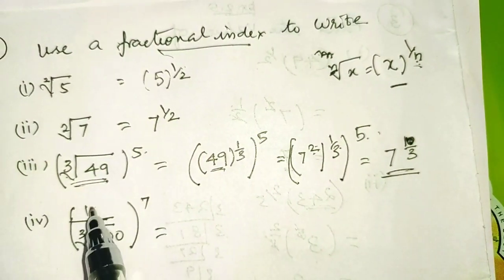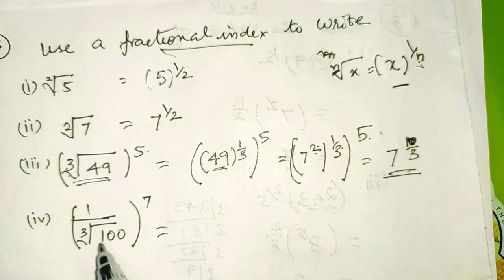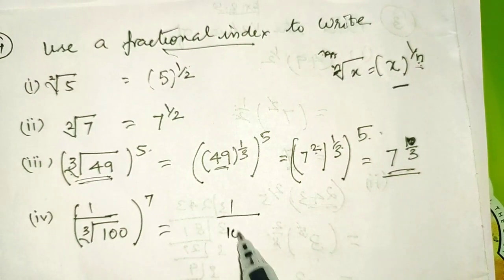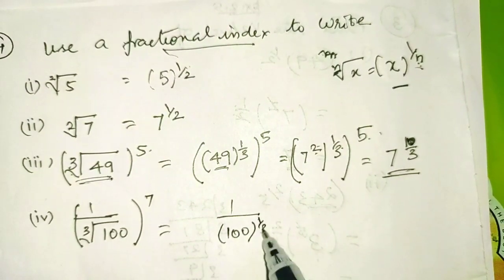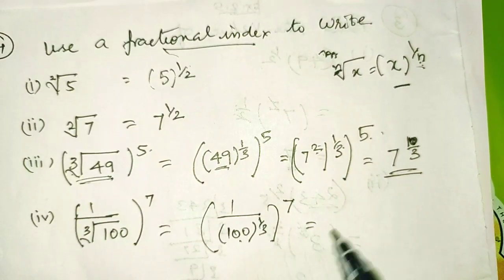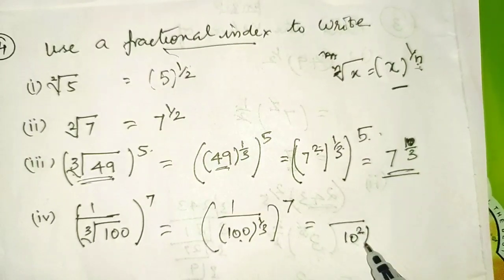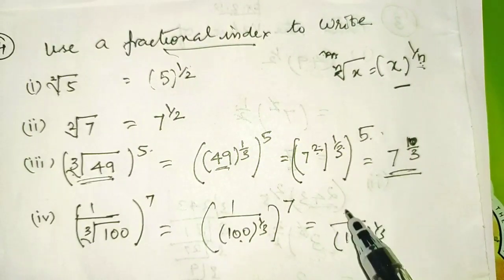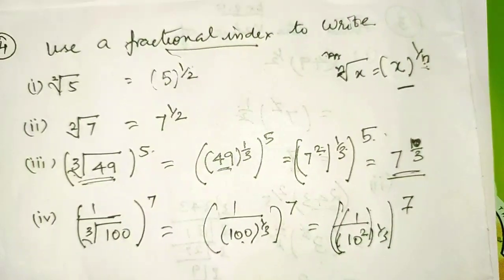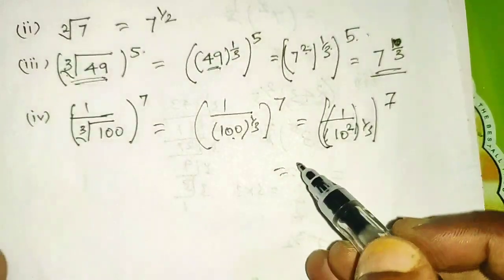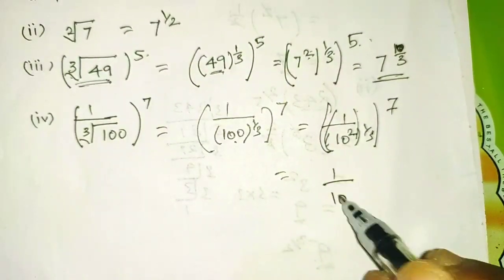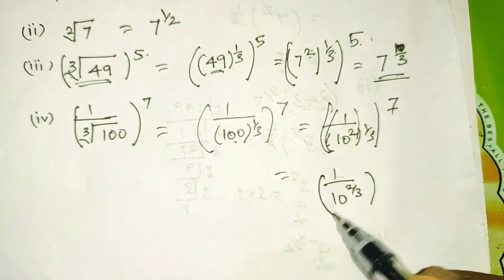Then comes the fourth sum. Here in the denominator we have cube root of 100. 1 by cube root of 100 can be expressed as 1 by 100 power 1 by 3 whole power 7. Then the 100 base can be written as 10 power 2 whole power 1 by 3, again whole power 7. Now if you multiply the powers 2 and 1 by 3, you will get 1 by 10 power 2 by 3 whole power 7.